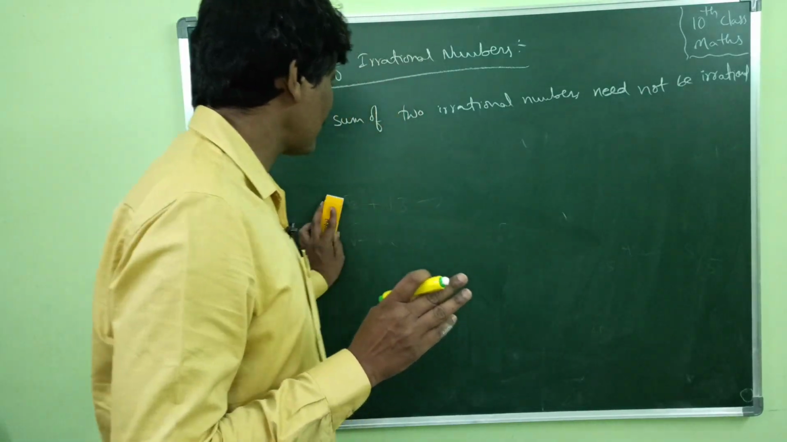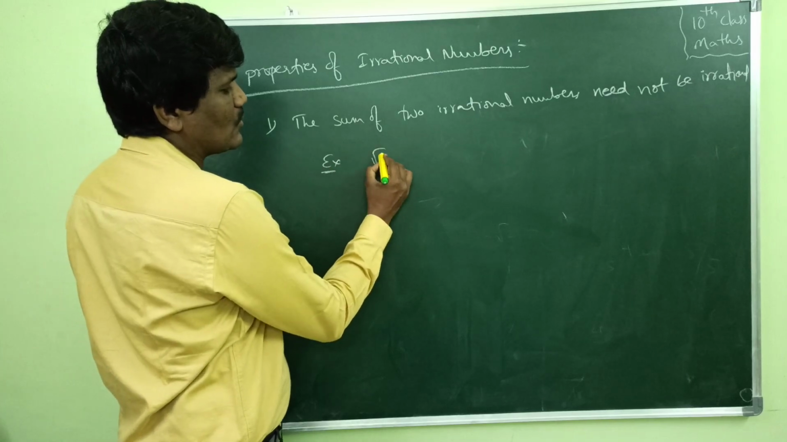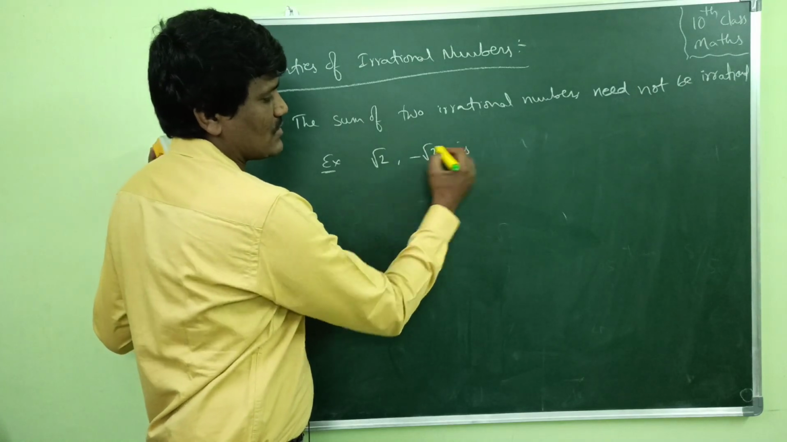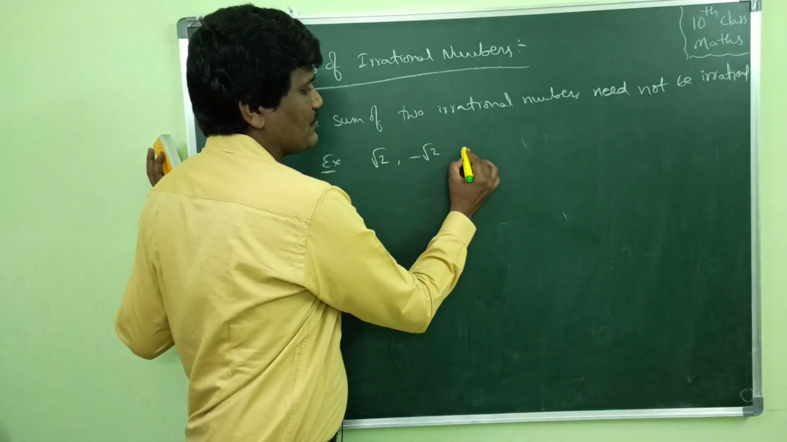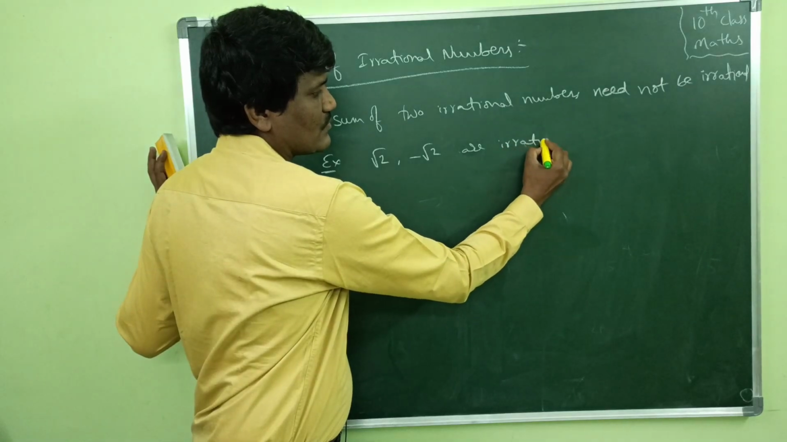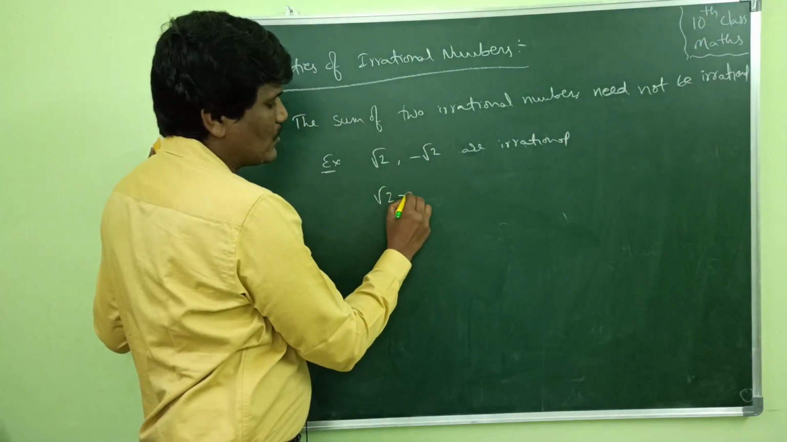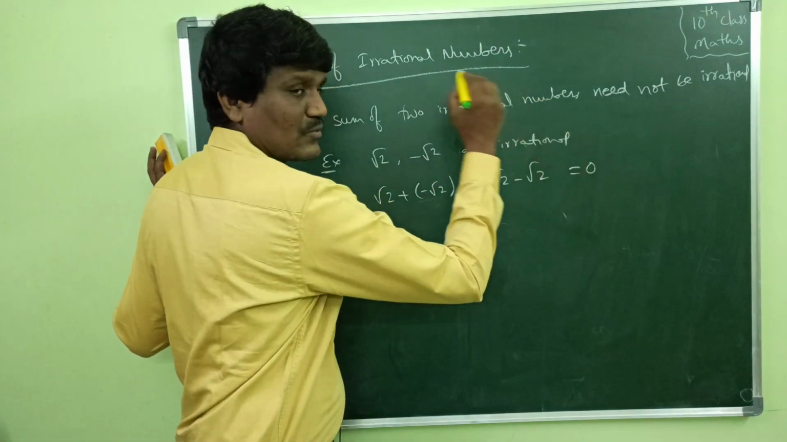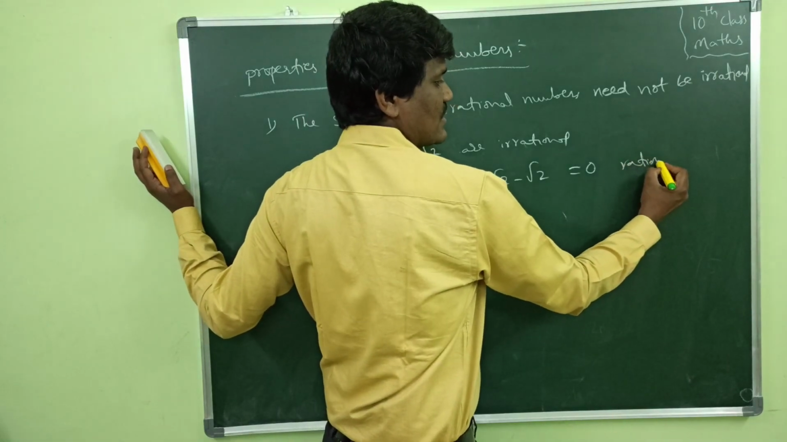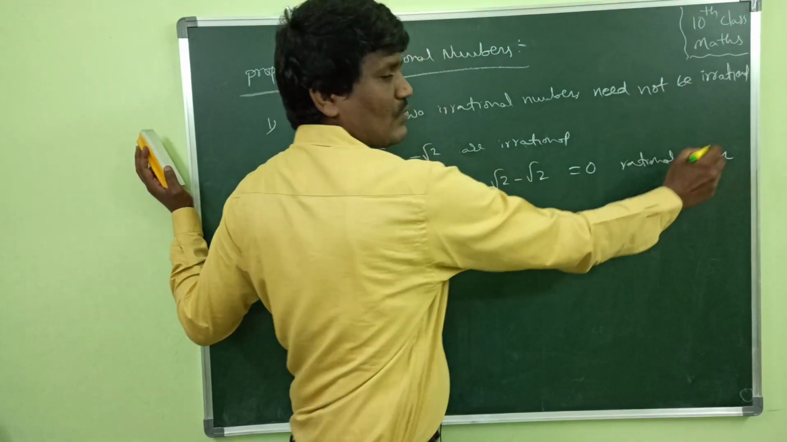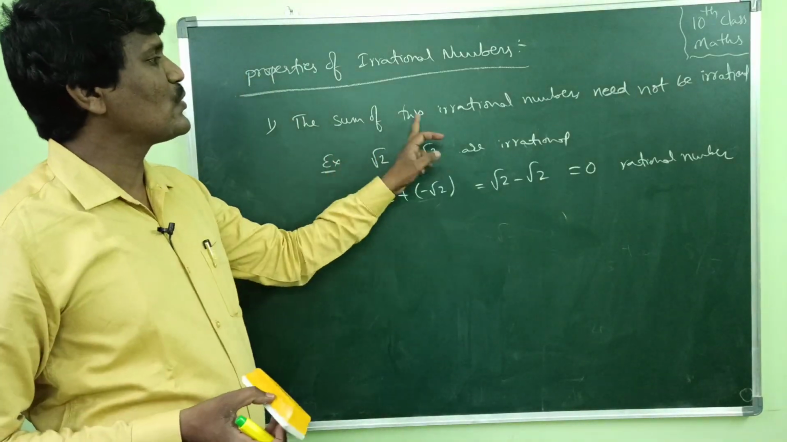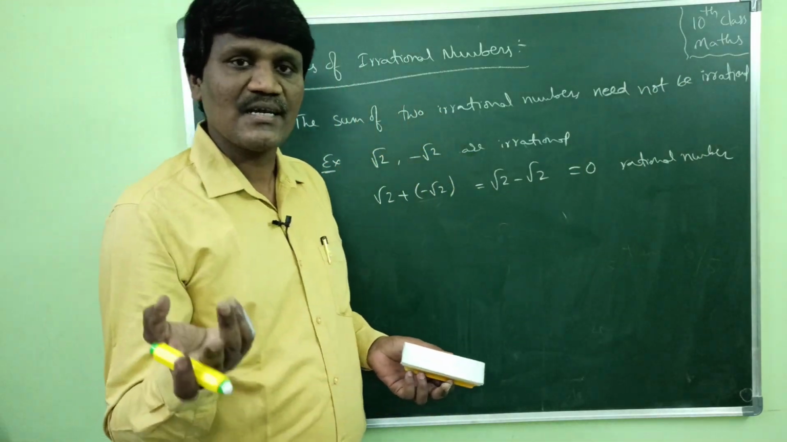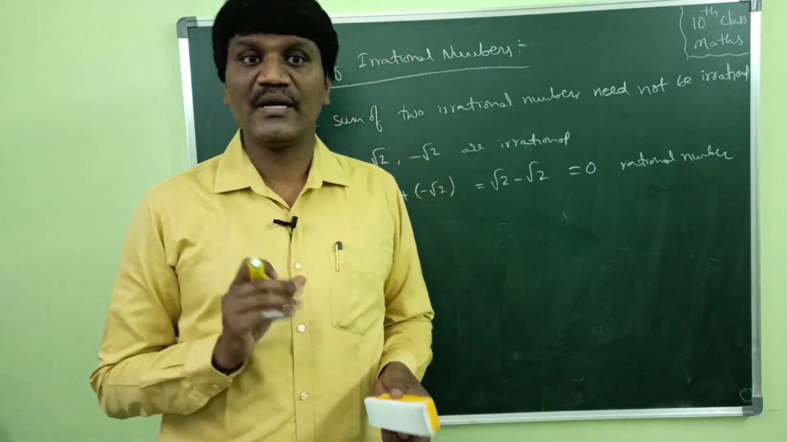Example: root 2 is irrational, and minus root 2 is also irrational. If I take the sum root 2 plus minus root 2, it is equal to root 2 minus root 2, which is equal to 0, a rational number. So the sum of two irrational numbers need not be irrational. Sometimes it is irrational, sometimes it is rational, depending on the given irrational numbers.